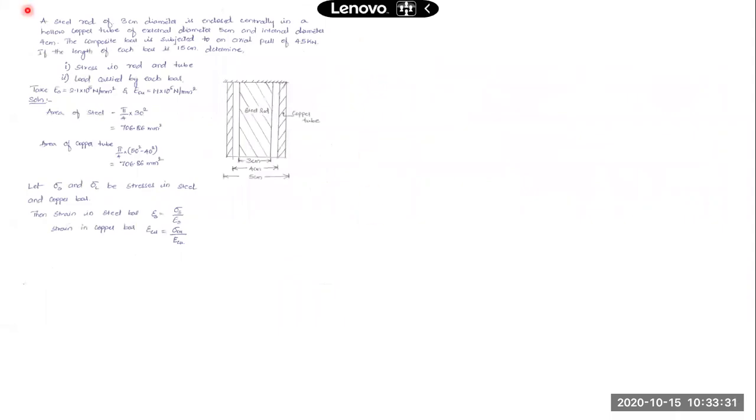Okay. Now let us take up one more example on that composite section. I hope everybody is getting the answer for that previous problem. If not, you can unmute and ask what is the difficulty you are facing.